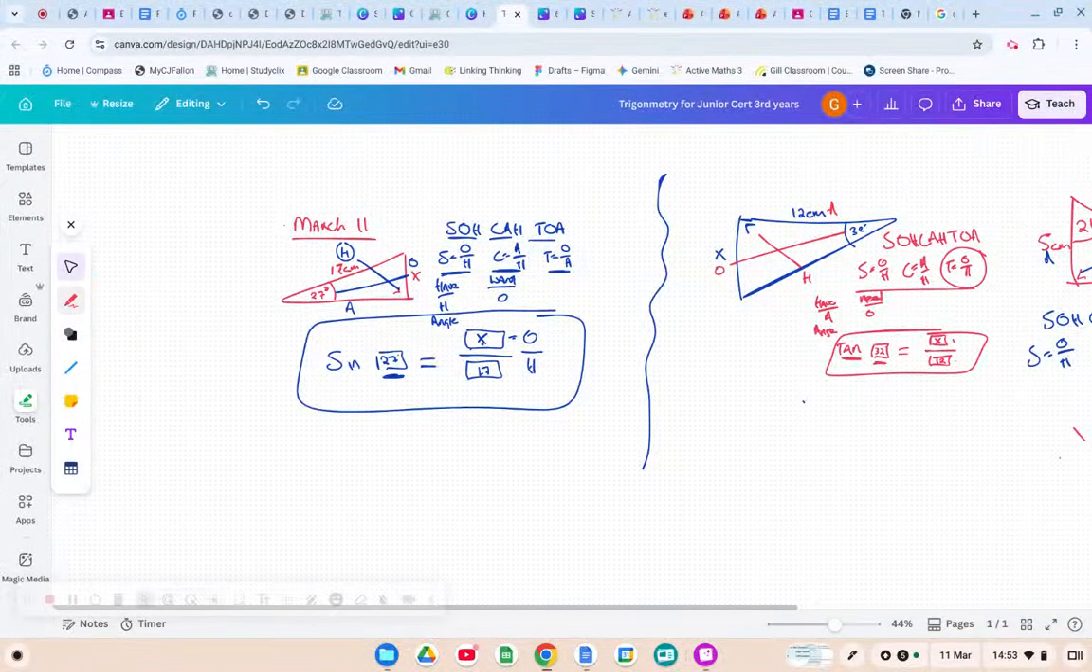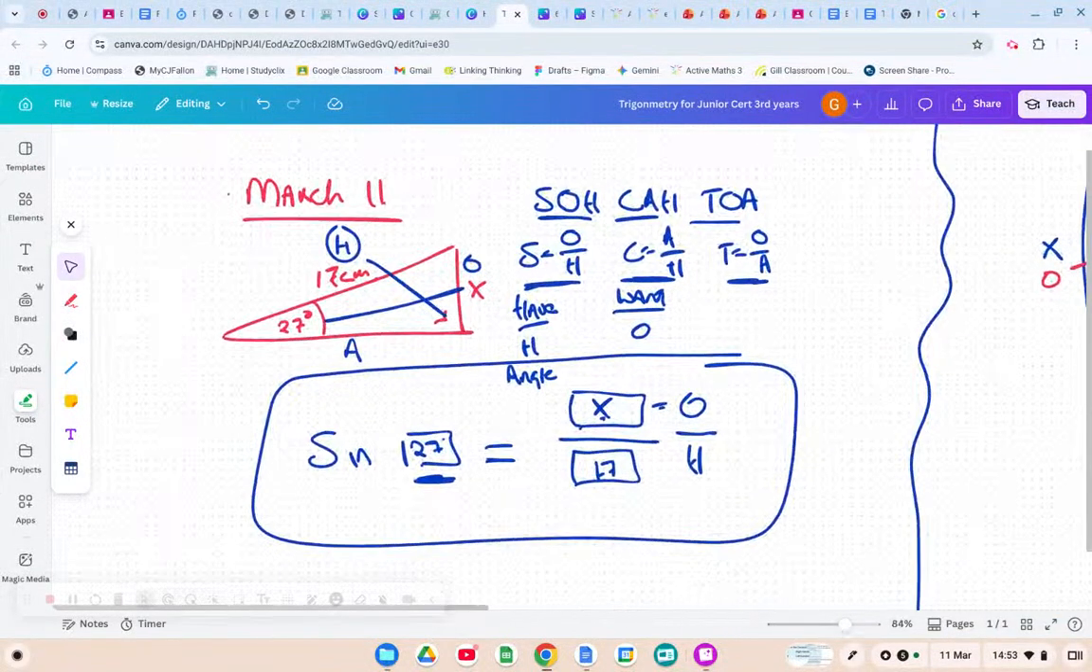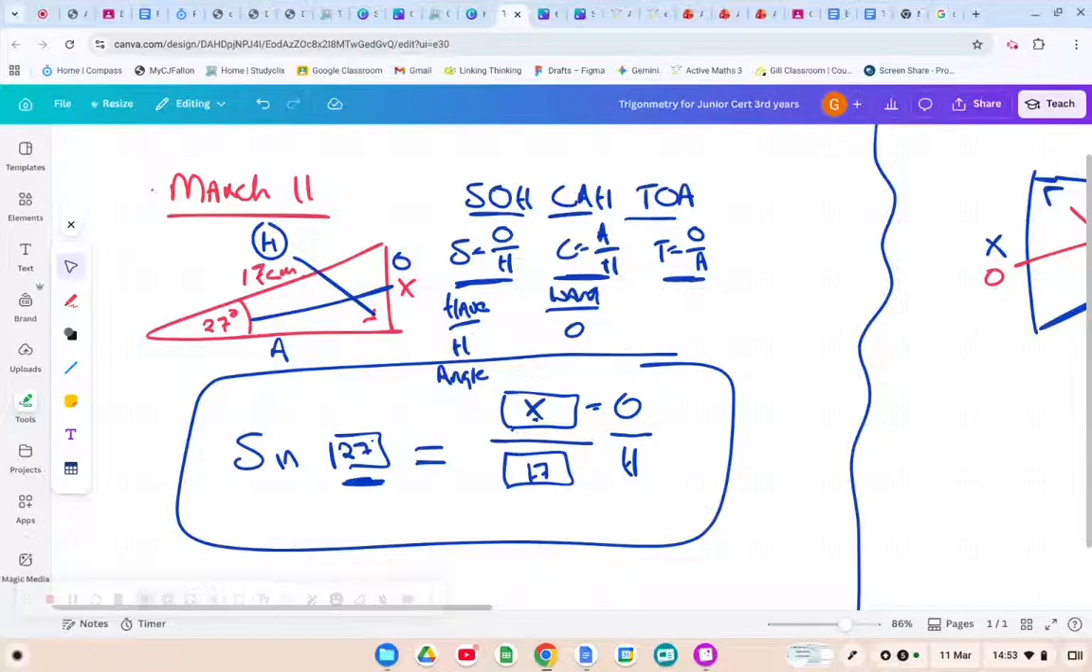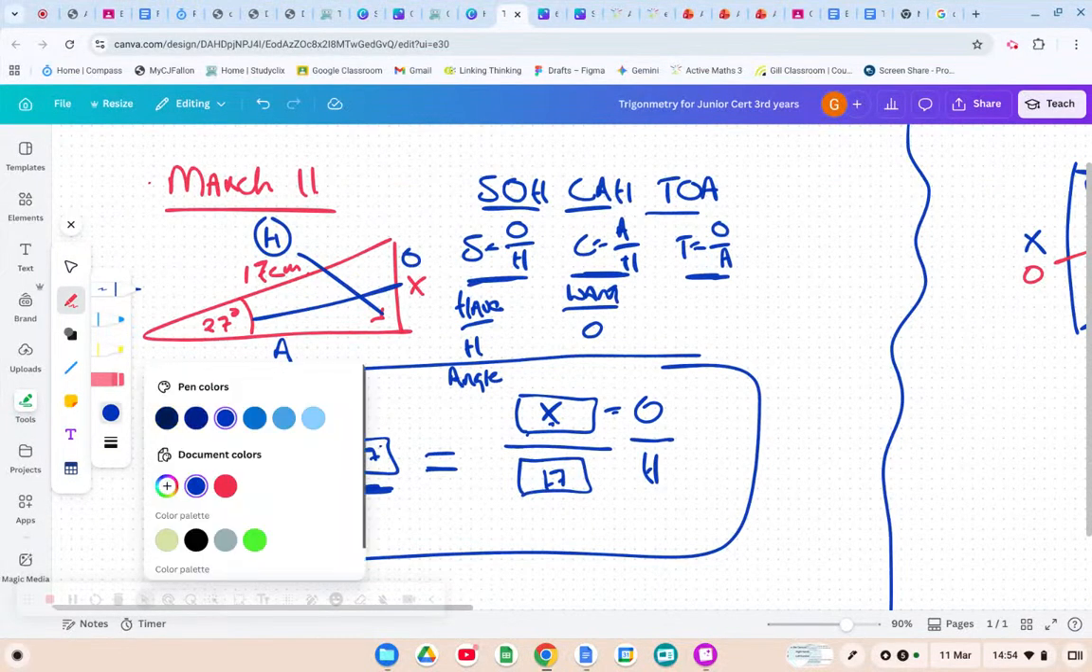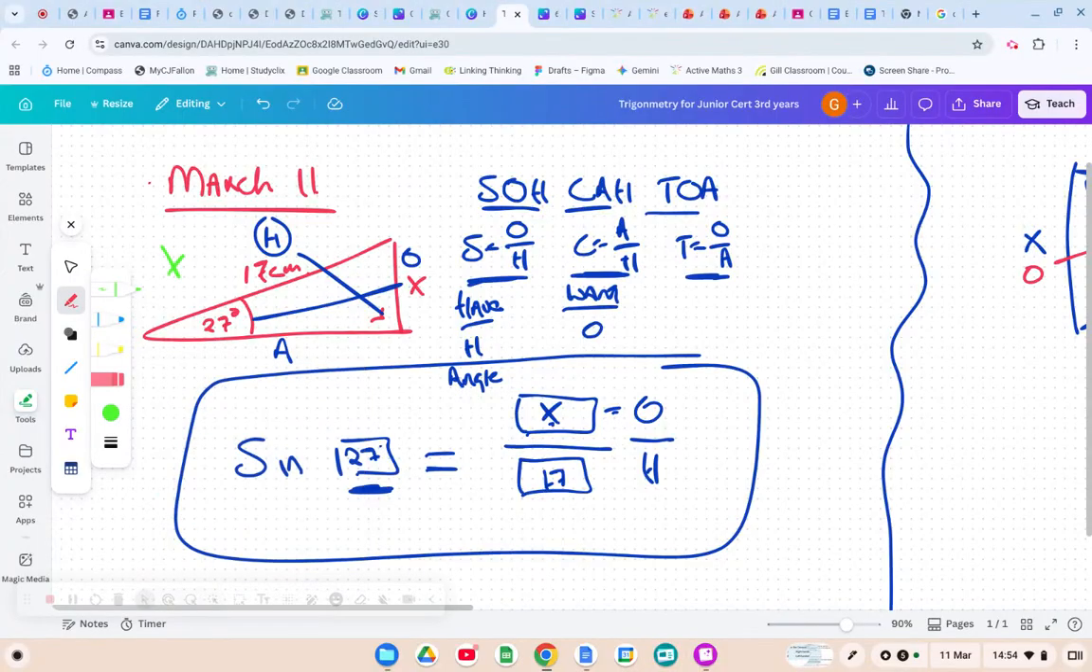Alright, so for today's class, we looked at solving triangles in trigonometry. In class, we took the first question, which is the red triangle. You can see the angle is 27 degrees. Let's change the color so we can work it. We're going to work in green here. There's your angle, 27. We have this side here, 17, and this is what we're looking for.